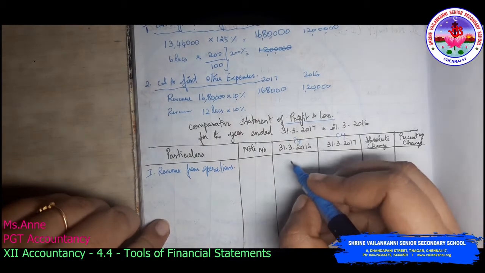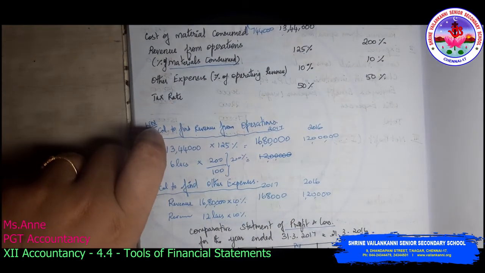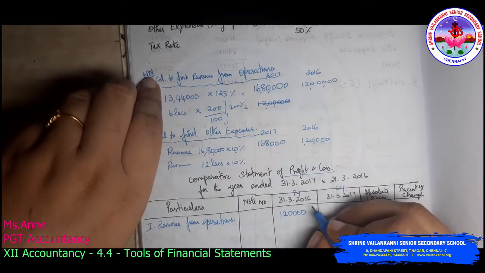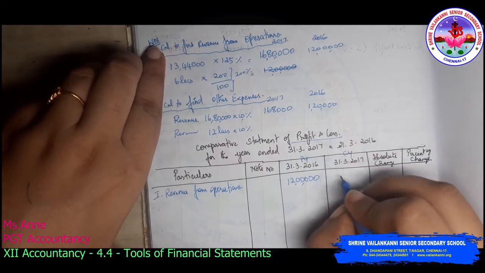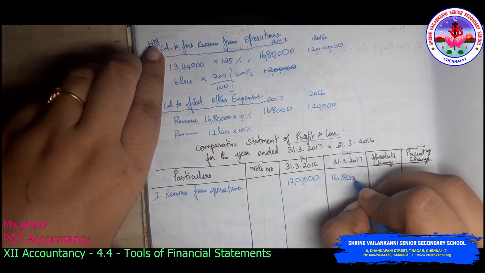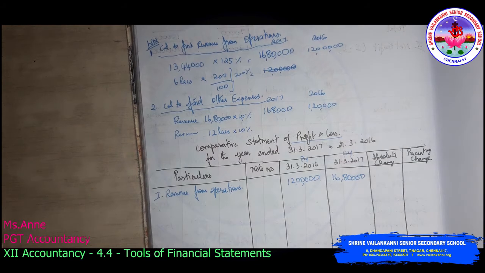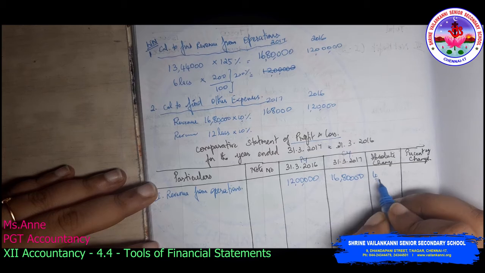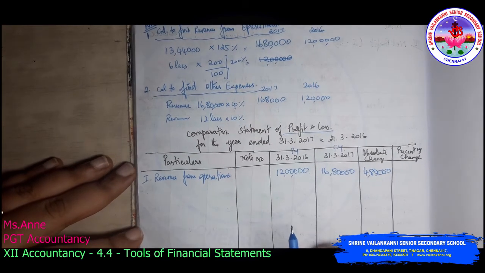So 2016 revenue from operations, just now we have found it is 12 lakhs. So I am just writing it as 12 lakhs here. And for 2017 it is 16,80,000. So the change, the difference is 12 lakhs minus 16,80,000, which comes to 4,80,000. So absolute change is 4,80,000.